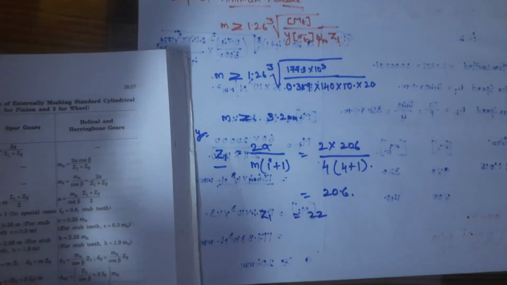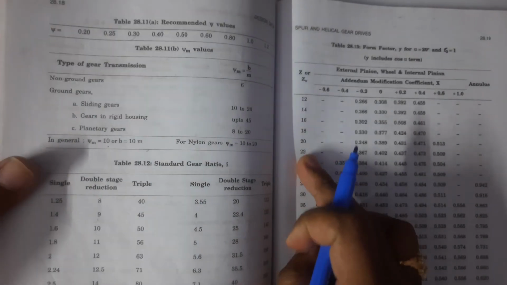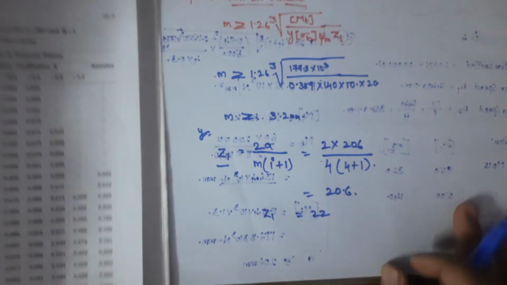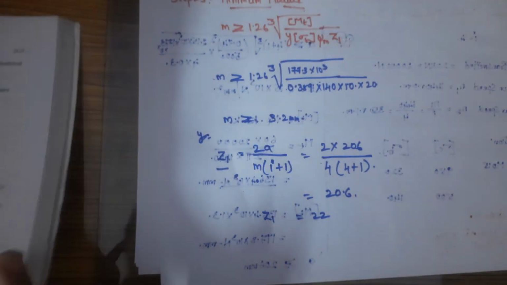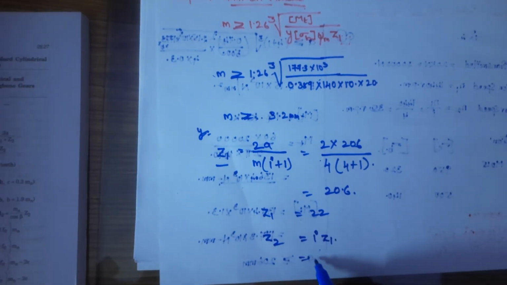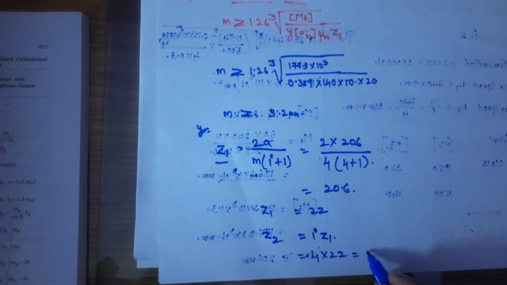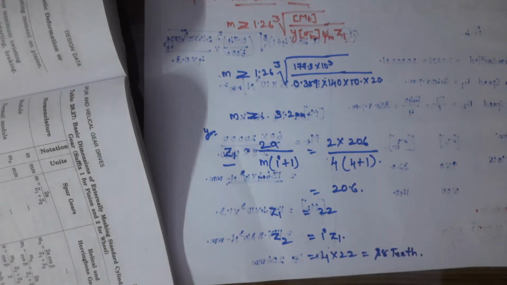I am going for 22 because in the teeth value table you don't have 21. For the calculation of z2, we have the formula z2 is equal to i z1, on page number 28.27 in the table column. So 4 into 22, we will be getting 88 teeth on the gear.